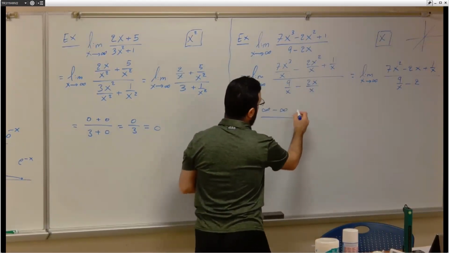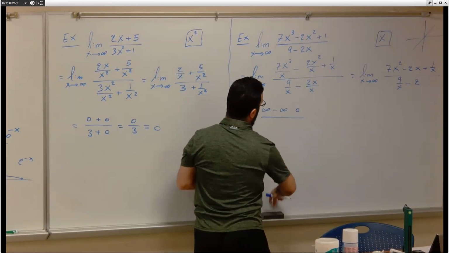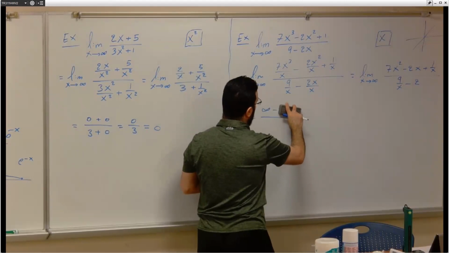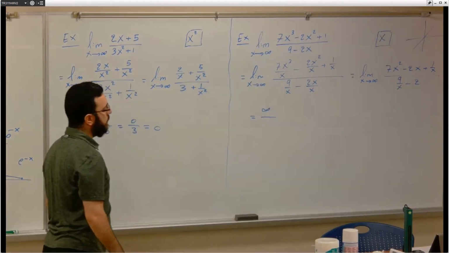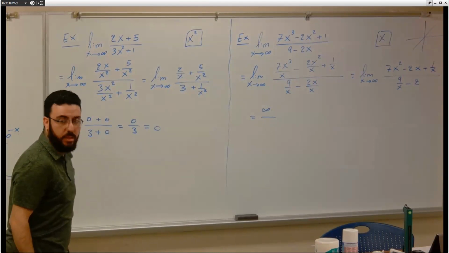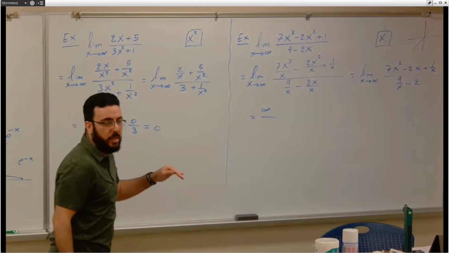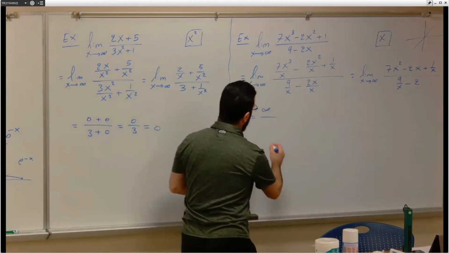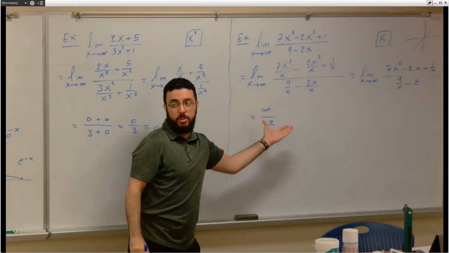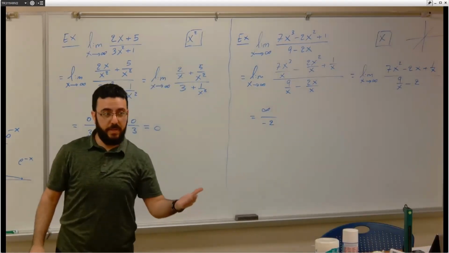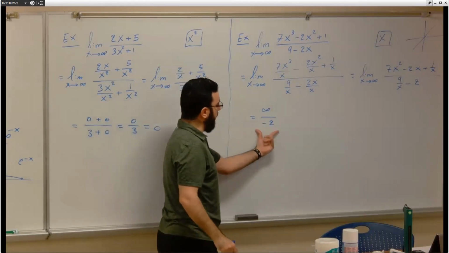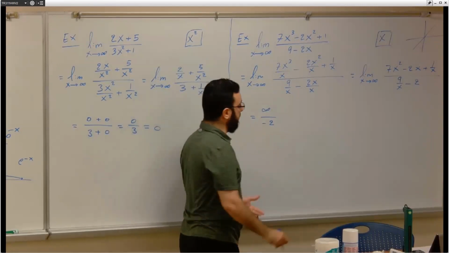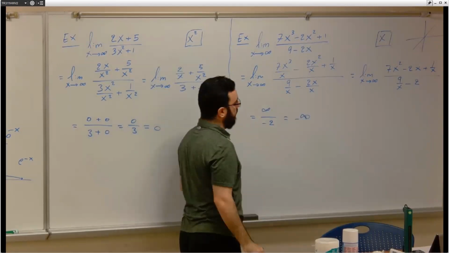1/x is going to be 0. So everything here, we can say infinity minus infinity 0, and we're going to say infinity. What about 9/x? 9/x goes to 0 minus 2. Any positive number, because this is going to infinity, is still positive. Any positive number divided by a negative number is going to be negative. That means our result is going to be negative infinity.